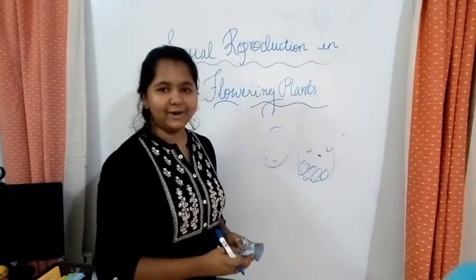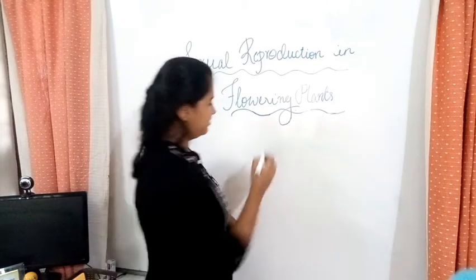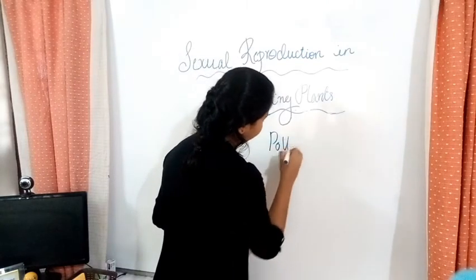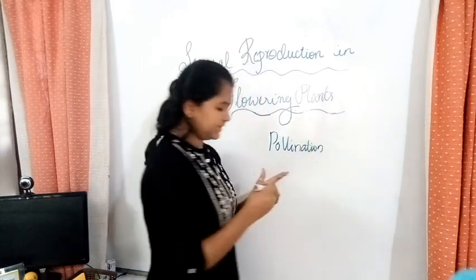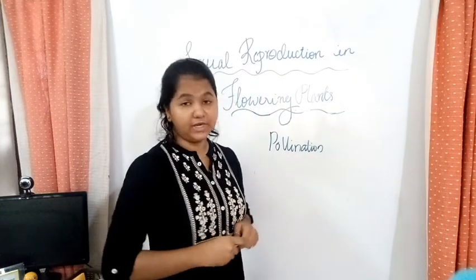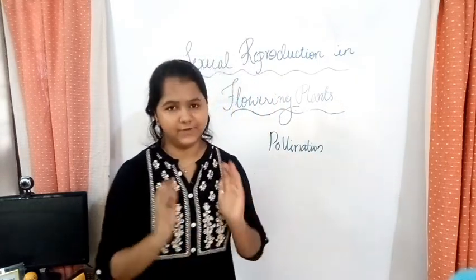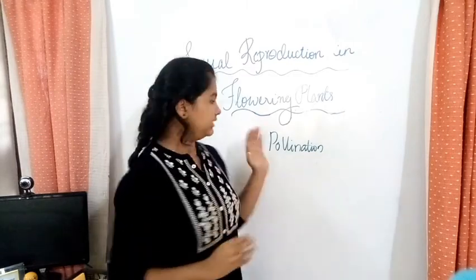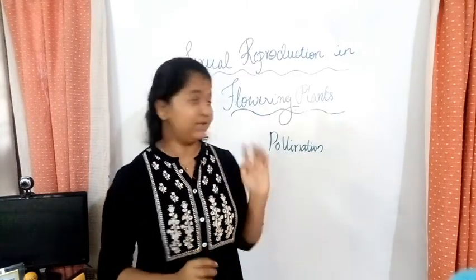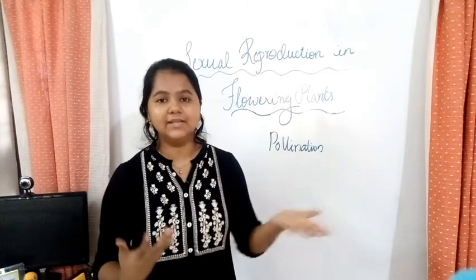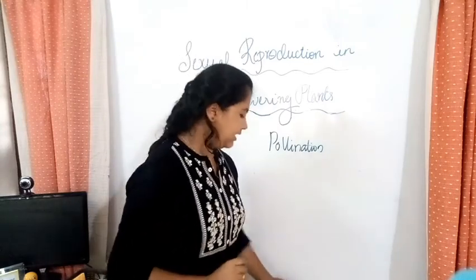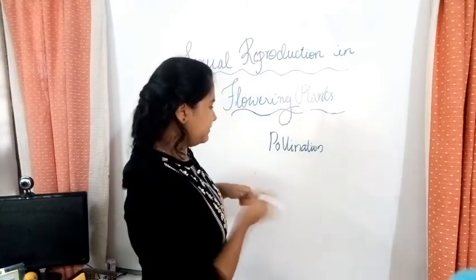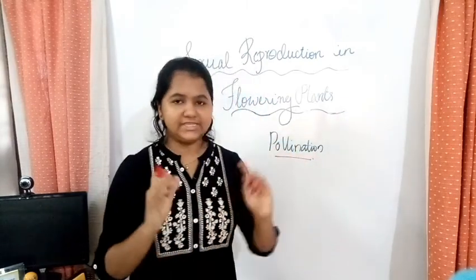Now let's learn about pollination. We learned in the previous one, what is pollination? Pollination is the transfer of gametes. So the transfer of gametes is known as pollination for plants. For animals, we learned the transfer of gametes is copulation. So over here, we learned that pollination is gamete transfer.